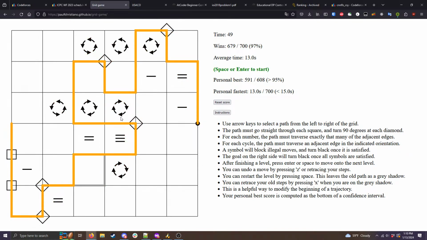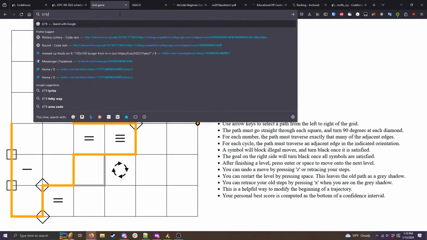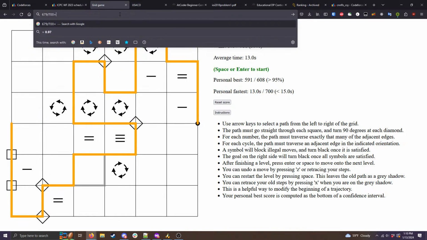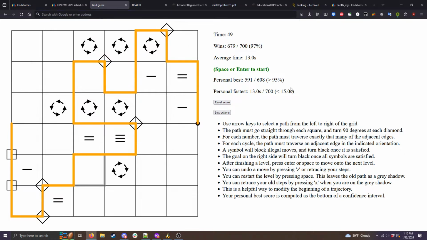All right, that's 700. We're at 679 out of 700. I think we might be just under 700 or 97%. Oh, 97% exactly. Cool. Maybe get to 98 someday. And average time is now 13 seconds.